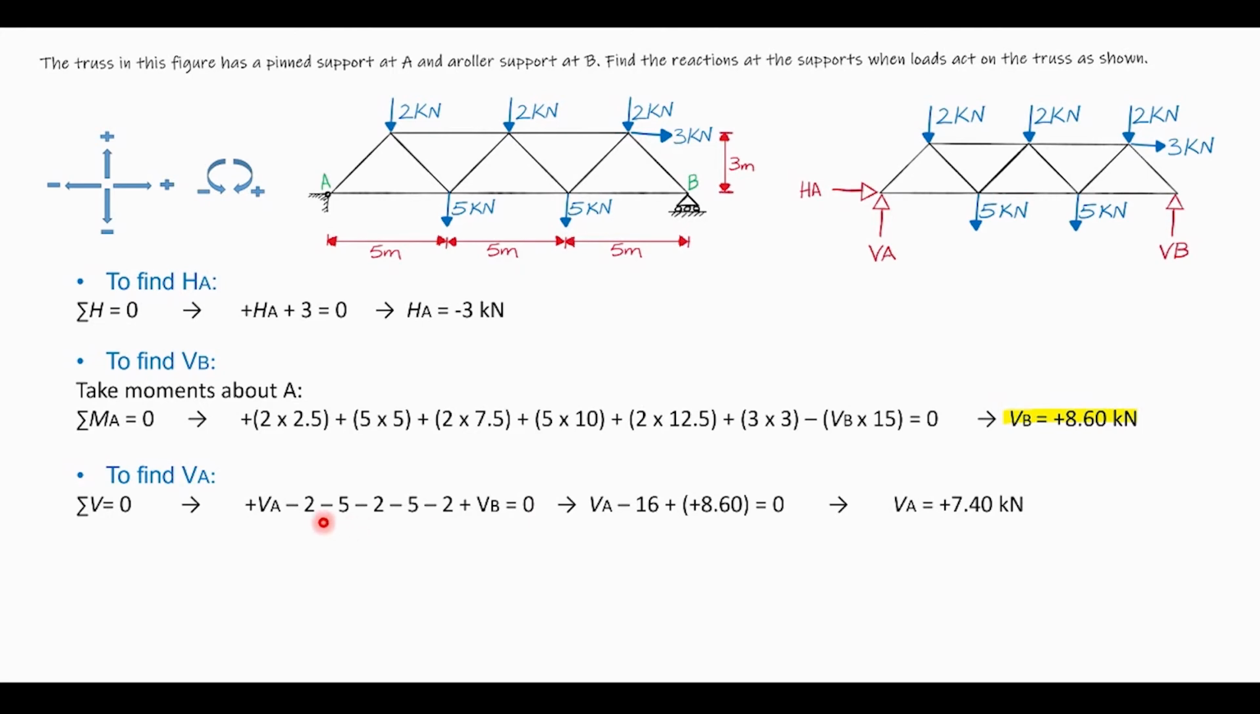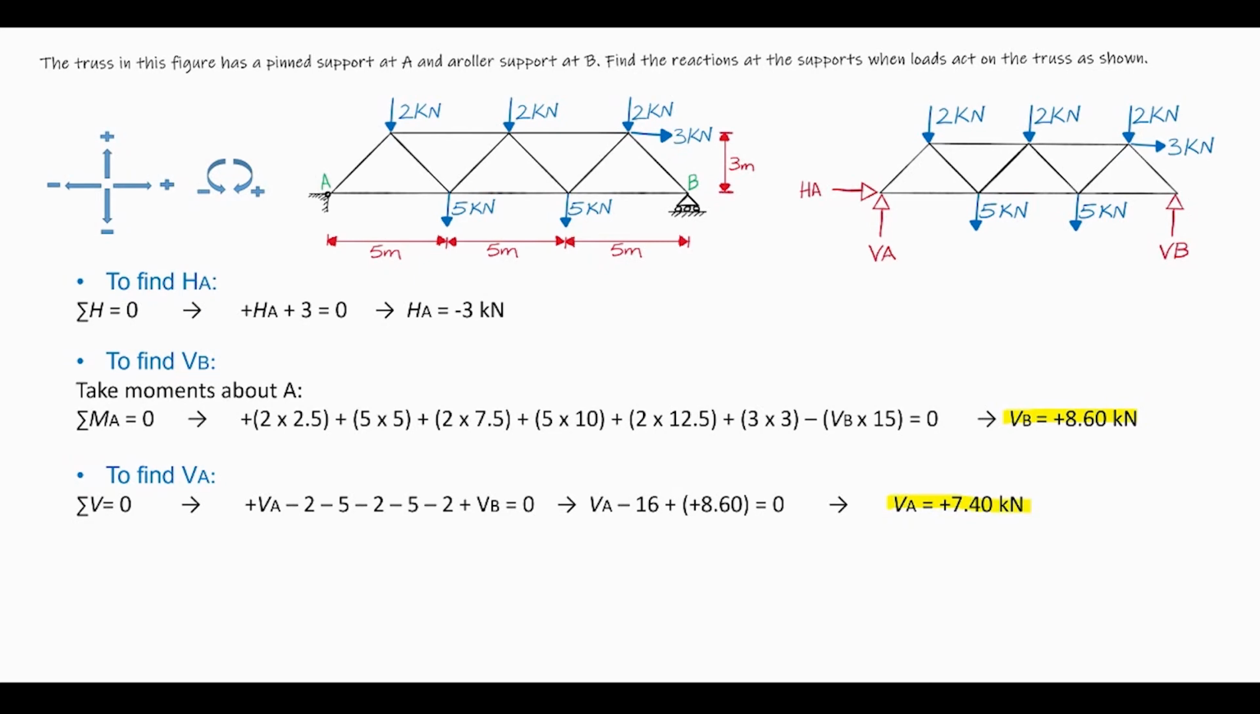If we plug all these negative values into the calculator, it will give us minus 16, plus the value for VB we found here. We'll put it back here. So we have VA minus 16 plus positive 8.60. VA equals positive 7.40 kilonewton. We also need to highlight this value. We'll use it again.